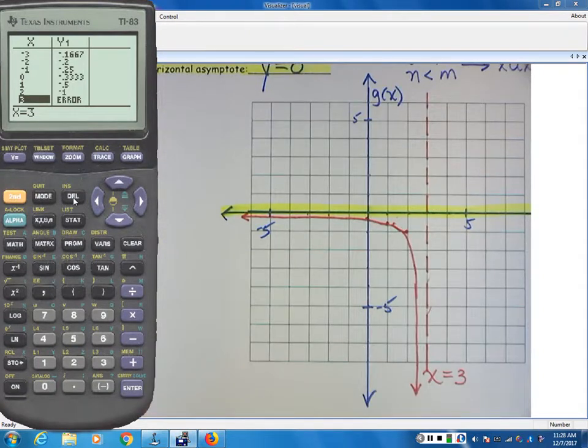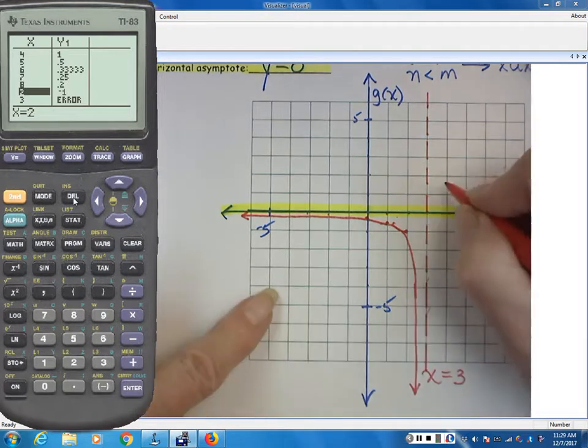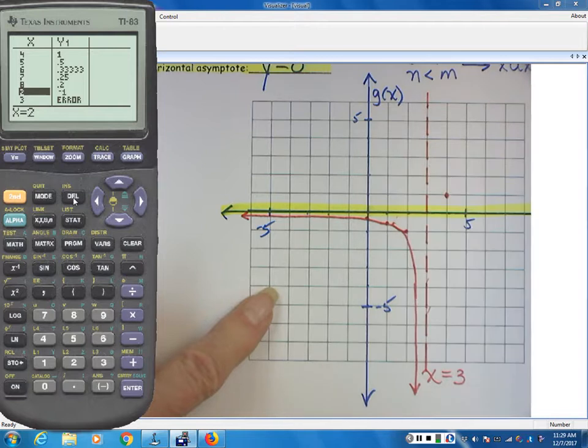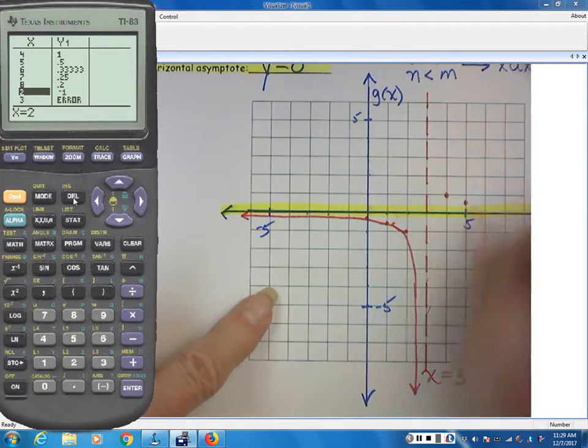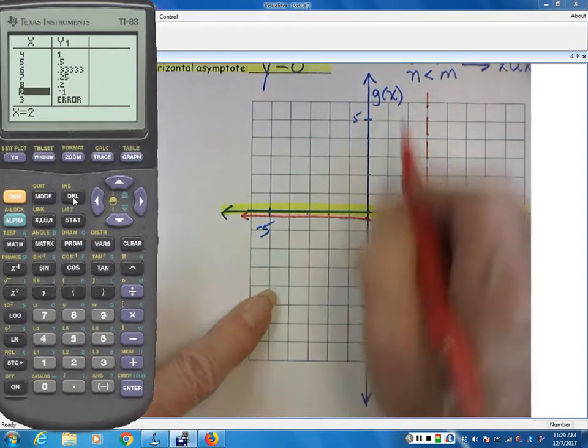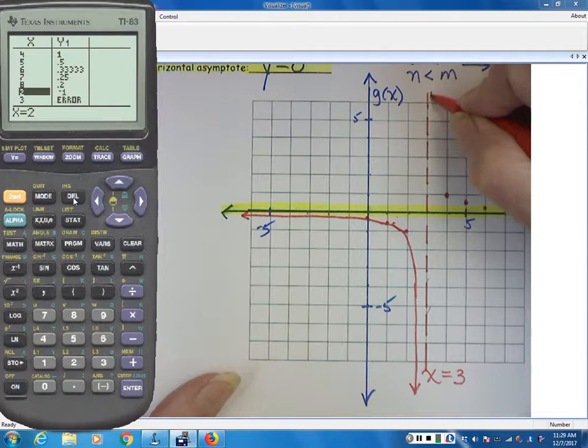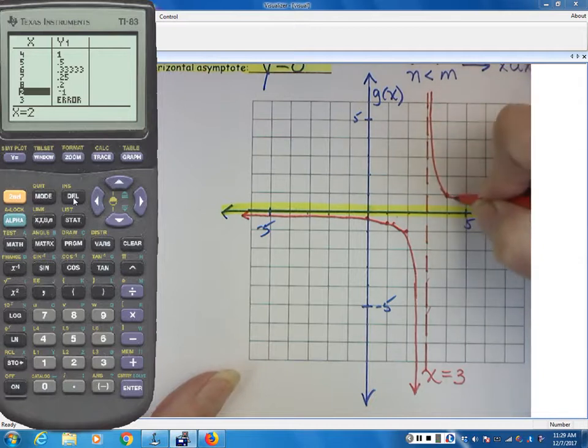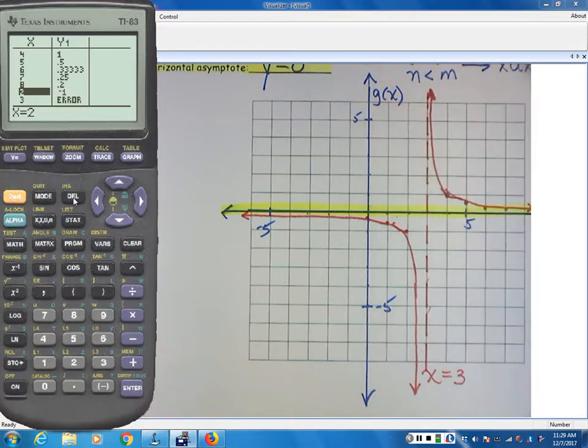And then we can do the same thing on the other side. We know we can't use 3, but we could use 4, 5, 6, 7, 8. And what you see happening is at 4 it's equal to 1. At 5, it's only a half. At 6, it's down to a third. And at 7, it's down to a quarter. So it's doing the same kind of thing here. It's trying to get really close to this line, but it can't actually touch it. So there's the rest of your graph.